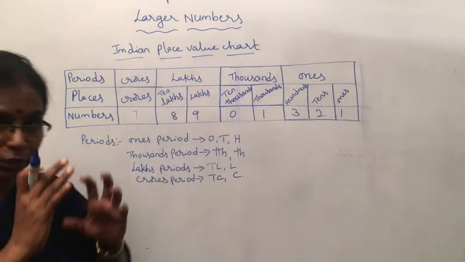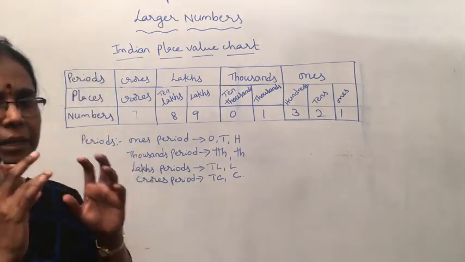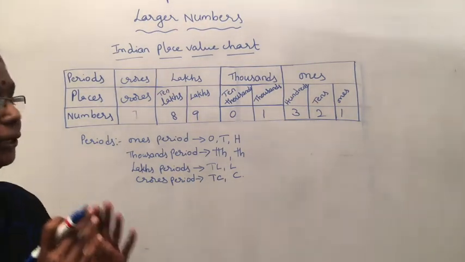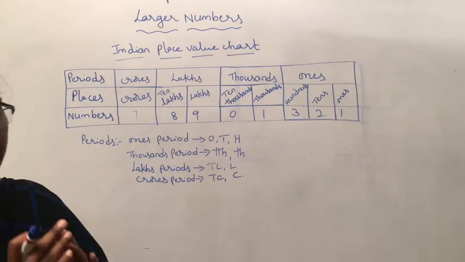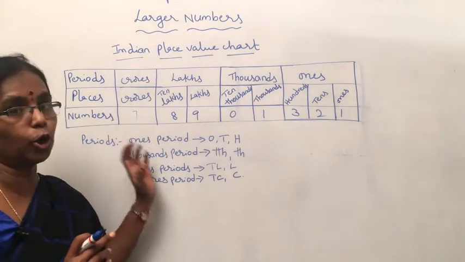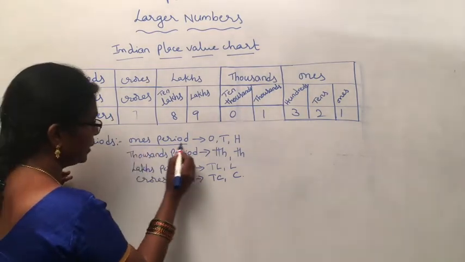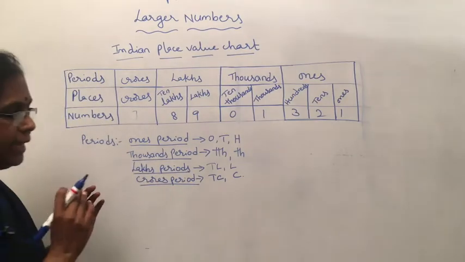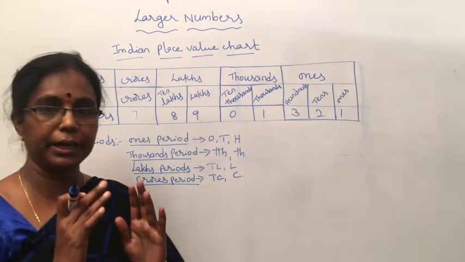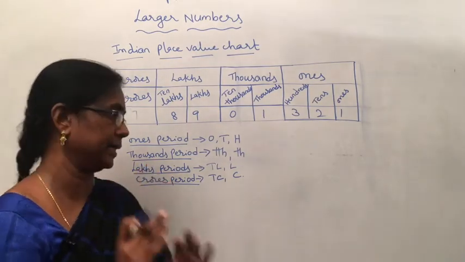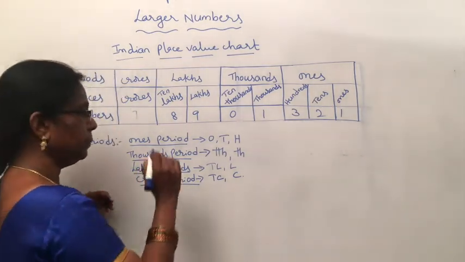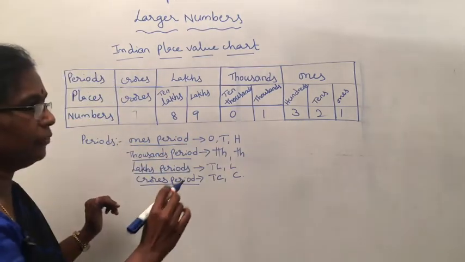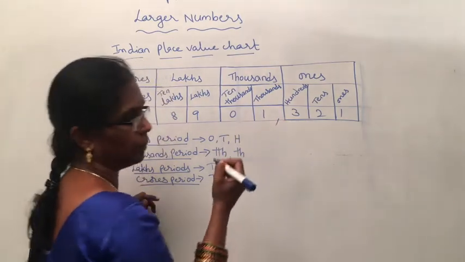But you want to write the number very easily and fast. We have to divide the number as per periods. Here in this system we have 4 periods. What are those? Ones period, thousands period, lakhs period, crores period. First, the ones period means ones, tens, hundreds come under the ones period. Then after 100 we have to put a comma.